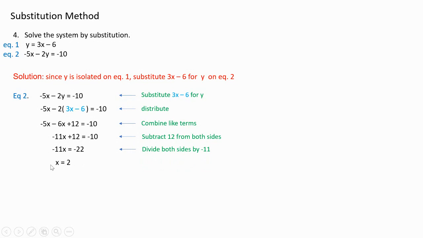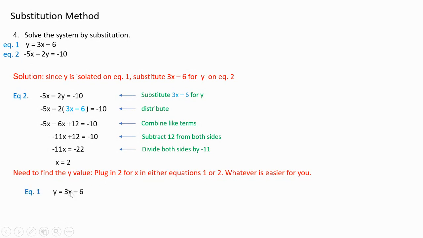So when we get the x value, we can go back. We need to find the y value, so we can go back to equation 1 or equation 2, right? To plug in the value for x to solve for y. And it's easier to plug it in for equation 1. Why? Because the y is already isolated. So what we do, we're going to plug in the 2 over here for the x's, and we get the value for y. Okay. So x is 2.